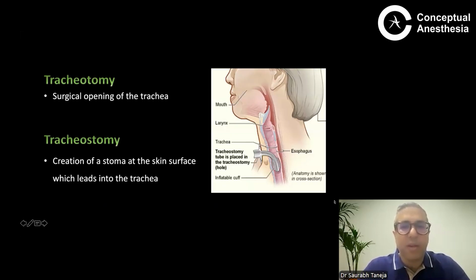So firstly, what is a tracheostomy? It is the creation of a stoma at the skin surface which leads into the trachea. As you can see in the diagram, the patient's trachea is almost exteriorized to a stoma, and we place a tracheostomy tube in that hole. If you see, behind the trachea is the esophagus, and in front of the trachea is the subcutaneous tissue. So just see the placement of the tracheostomy tube.